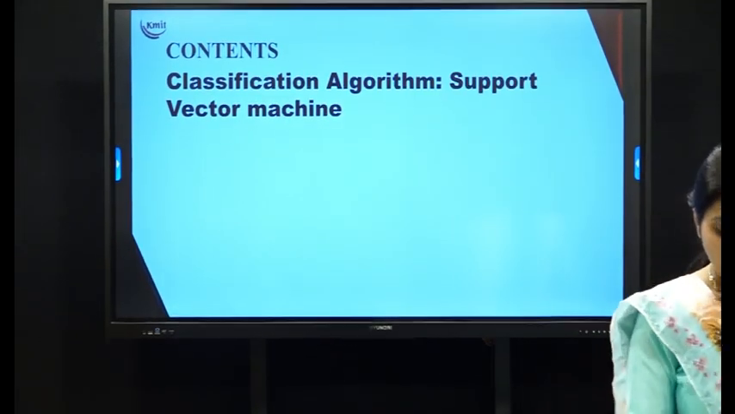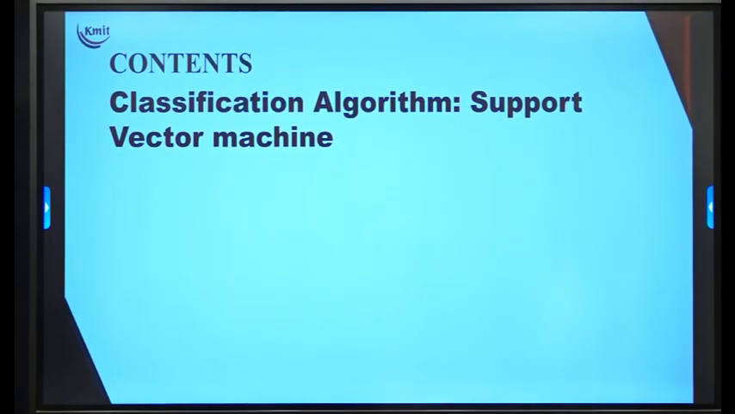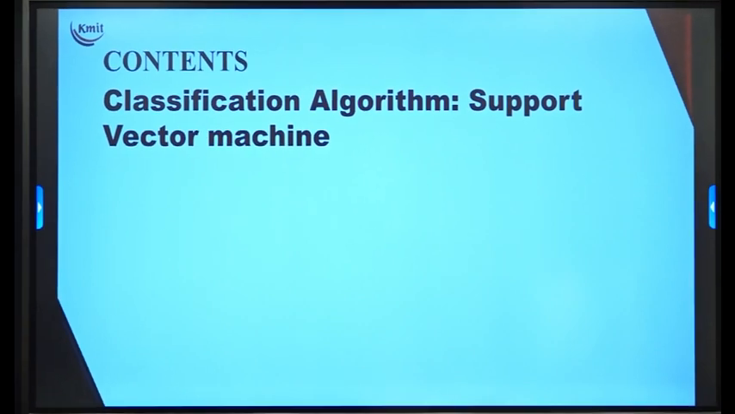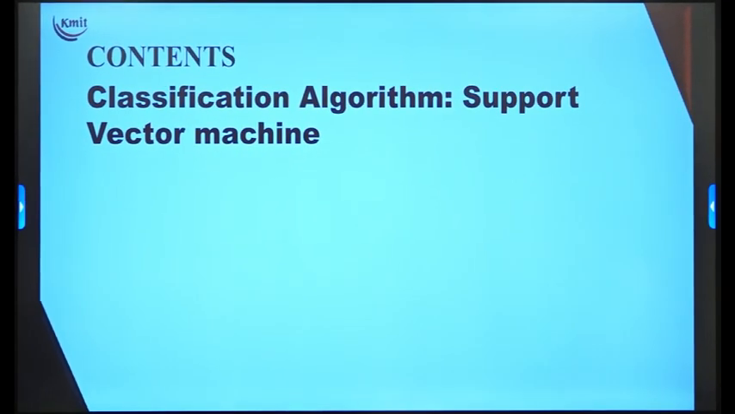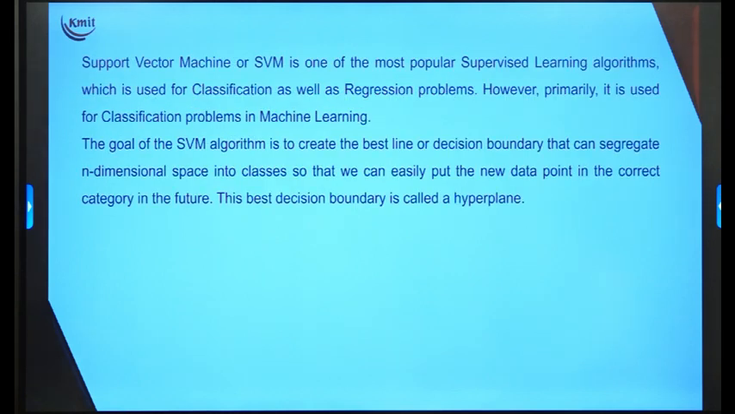Okay, so when we have discussed all the algorithms, we have seen all the algorithms can be used both for classification and regression, right? So out of all the algorithms, the most powerful machine learning algorithm which is widely used both for classification and regression, and when I talk about classification also, both for linear and non-linear classification as well as regression along with outlier detection, we will be using support vector machine. Okay, so support vector machine, or in general we call it SVM.